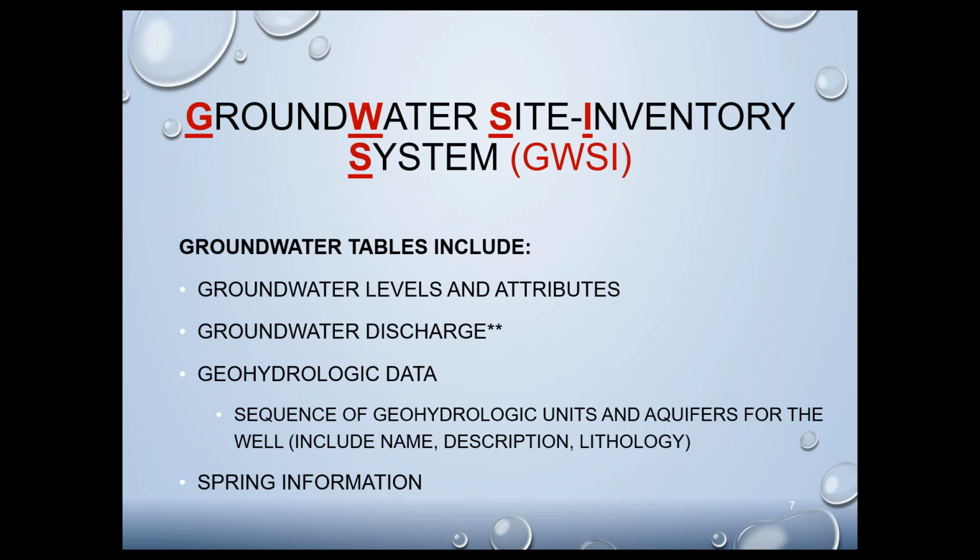I want to point out that I have asterisks on a few fields that are not served to the public. In this particular case, groundwater discharge is not served to the public. There's no real reason why that's not served to the public. We just haven't figured out how best to get that information out to the public. It is stored and it's available on request, and our internal users use it for research purposes.